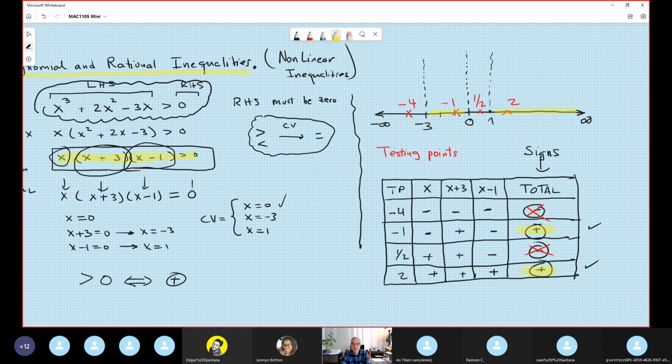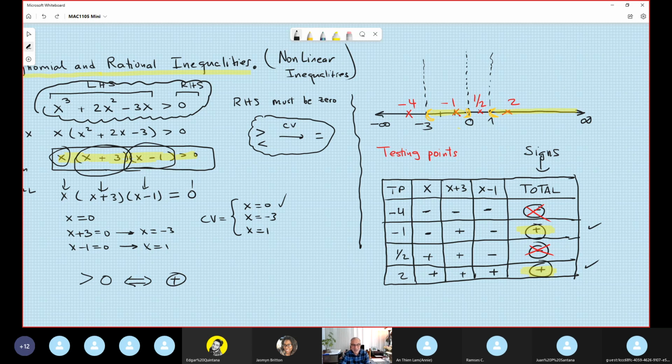And what about the endpoints? Let me see the endpoints. The endpoints are parentheses, parentheses, and parentheses. How do you know that? Because my inequality, look, is a strict inequality. It does not contain an equal sign. It's a strict inequality, not an equation. Therefore, the endpoint is not included inside the solution.